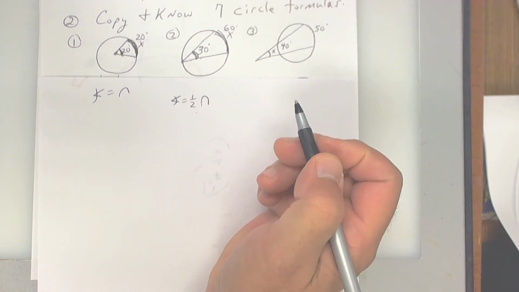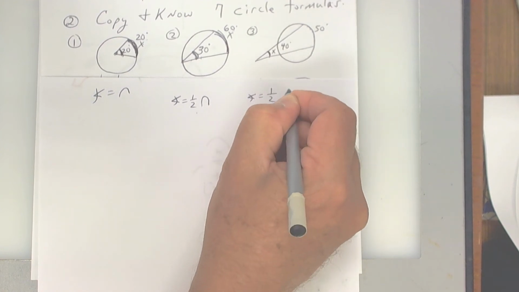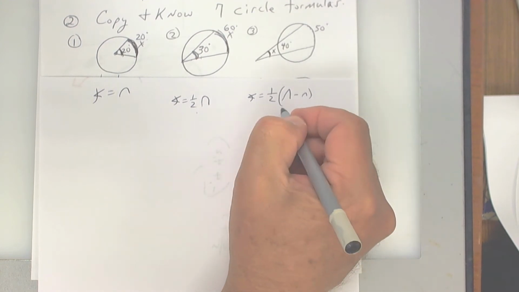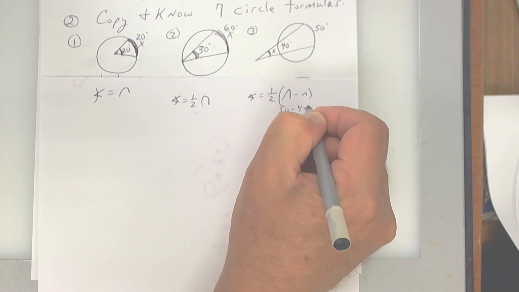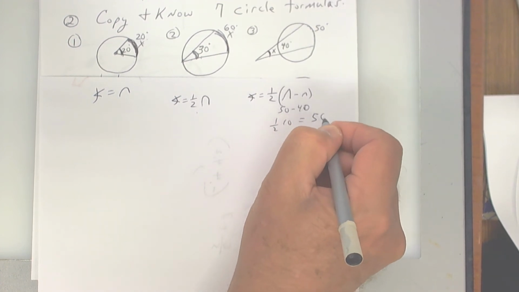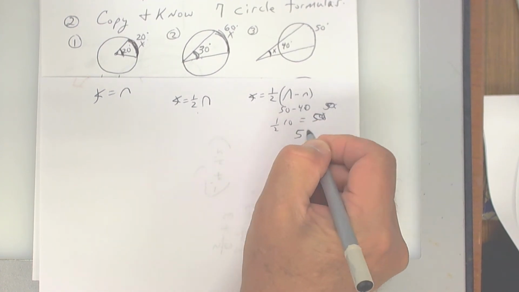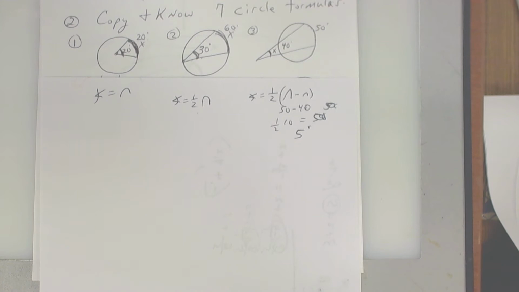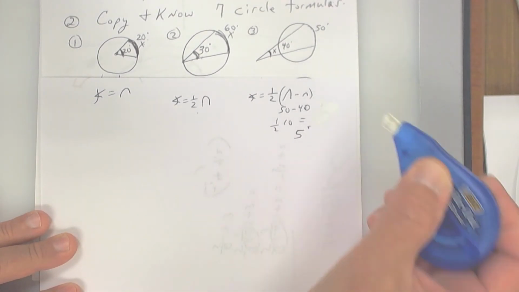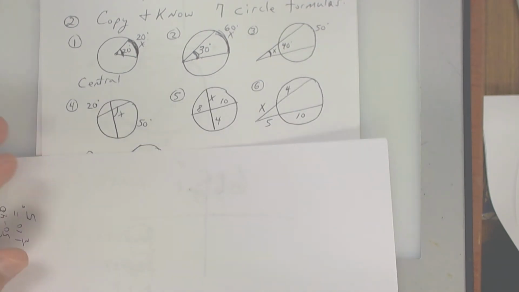Okay, there's the formula. This one's on the outside, so the angle is equal to half of the big arc minus the little arc. Well, the big arc is 50 minus 40 gives you 10, and then half of 10 gives you 5 degrees. And that's how you do that. 5 degrees. Let's keep moving. Okay, there's 7 formulas, and you need to know them right off the top of your head.